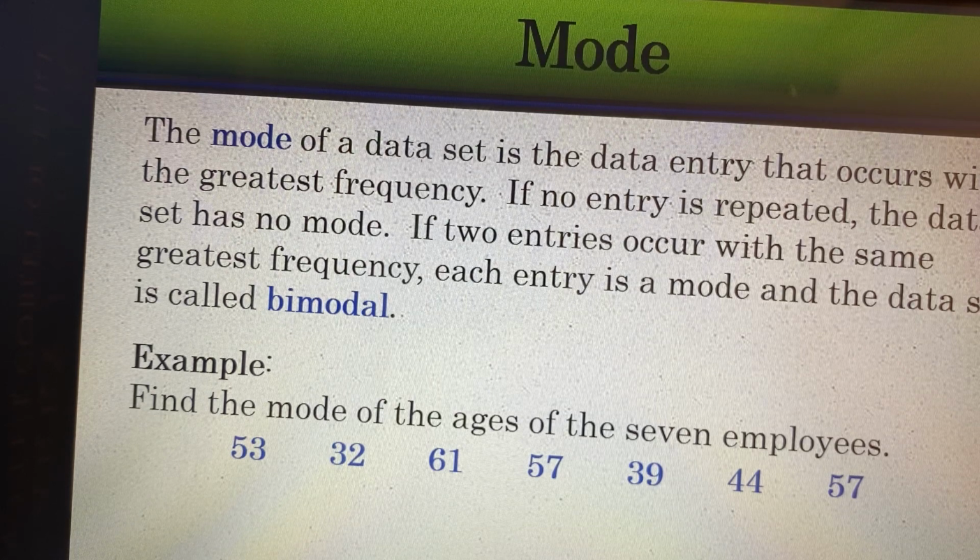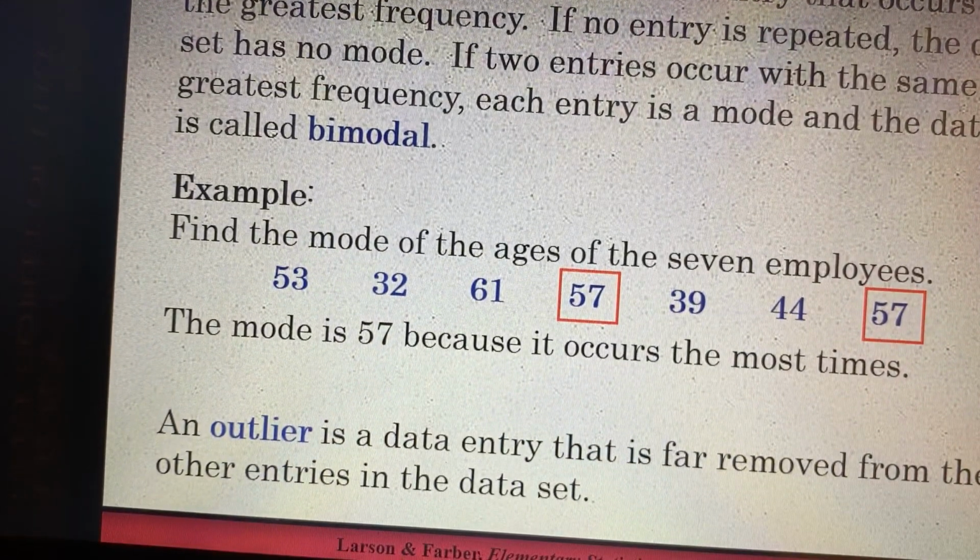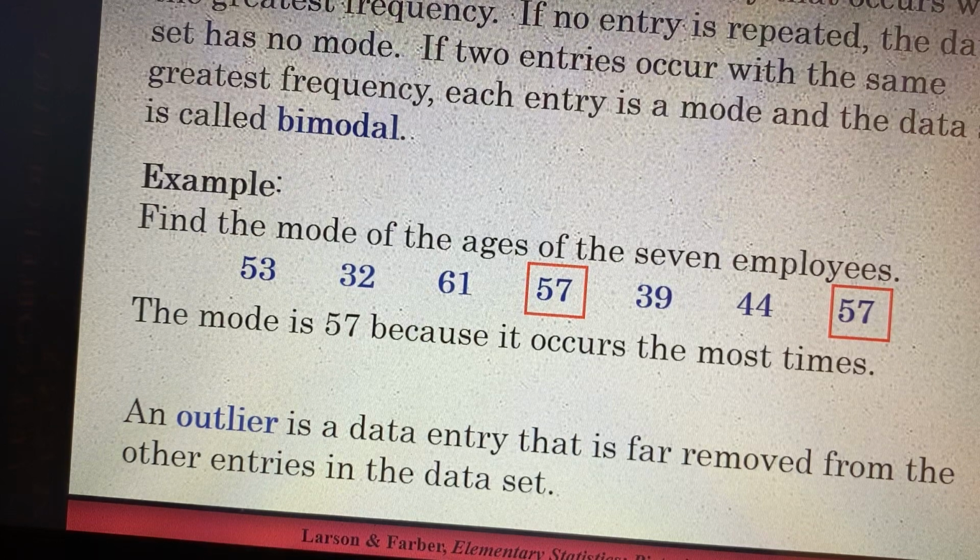For our example, we're looking at the ages of our 7 employees. And 57 appears twice. So because 57 is the number that occurs most often, 57 is your mode. An outlier is a data entry that is far removed from the other entries in the data set.